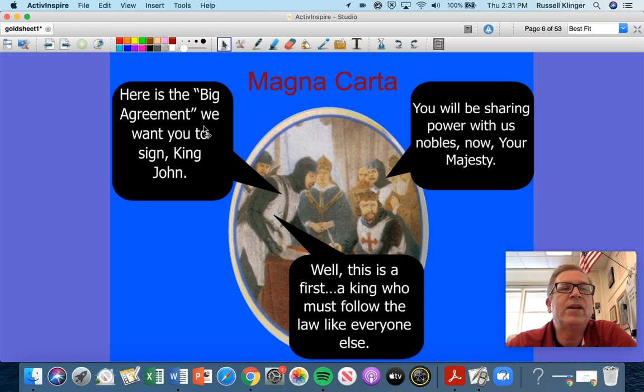So here is the big agreement. We want you to sign, King John. And then they say, well, this is a first, a king who must follow the law like everybody else. Yeah, the Magna Carta forced the king to be accountable, right? You'll be sharing power with the nobles now, Your Majesty. And of course, we know King John, based upon our discussions, was not very happy about that. In fact, he tries to go back on the agreement. And then he's not successful to do anything because, well, he dies of dysentery, right? And so the following year, he will die.